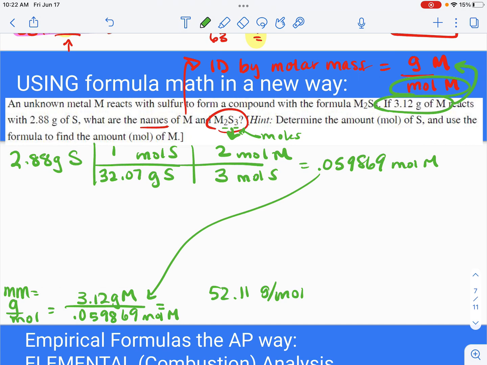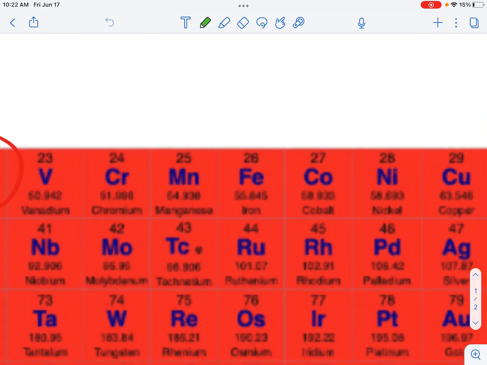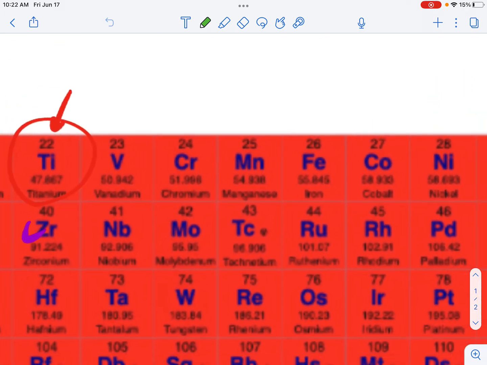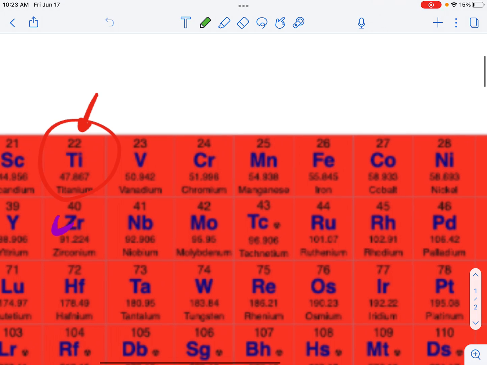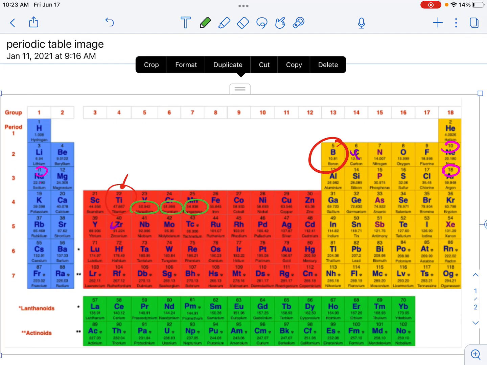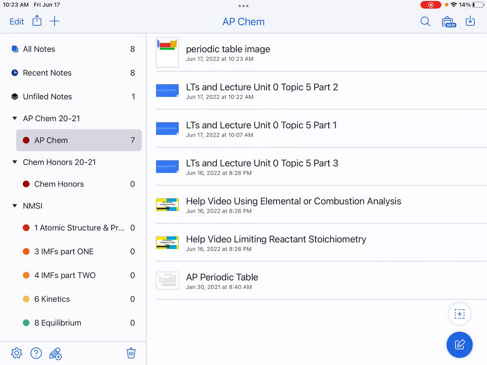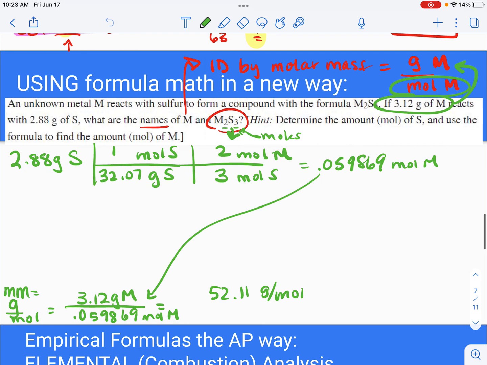So now I can look at the periodic table. Let's go find one. And I'm looking for the metal that has a molar mass of 52.1. So I see vanadium at 51. I see chromium at just about 52. I see manganese at 55 almost. So I think chromium is my answer here. Okay, so whoops, sorry. So let's see what we got. All right, let's go back. And we can see that this is chromium. So the name of M would be chromium.